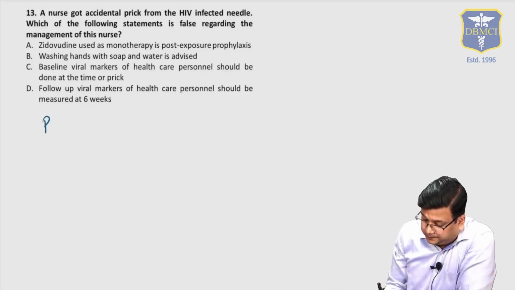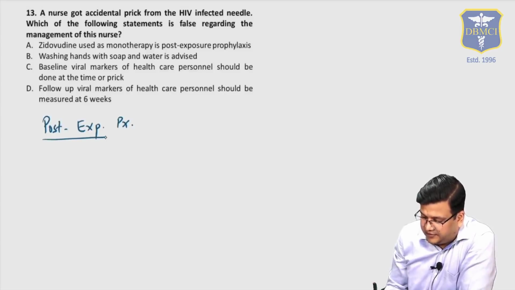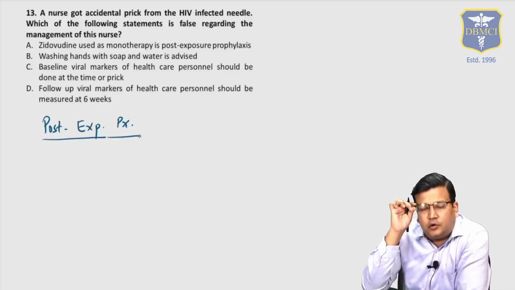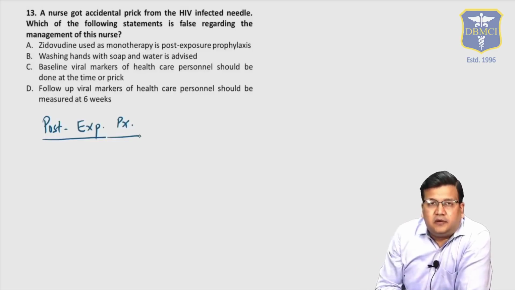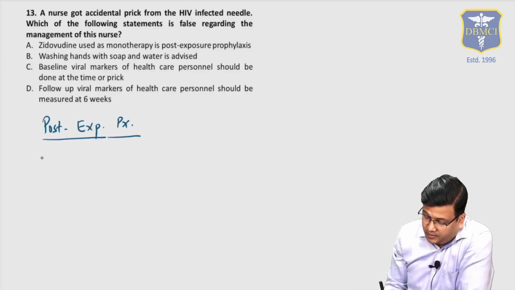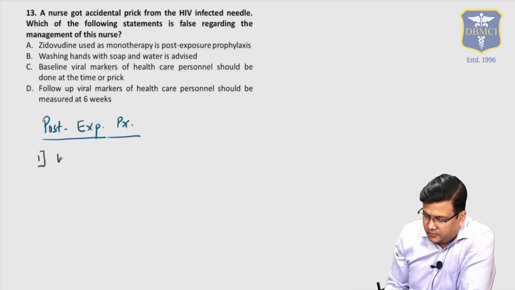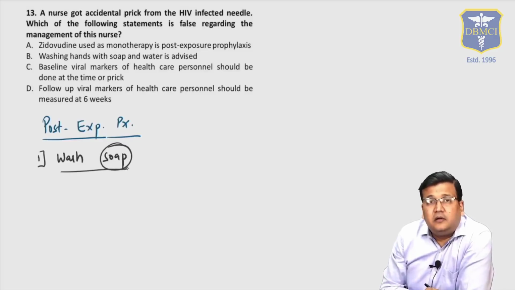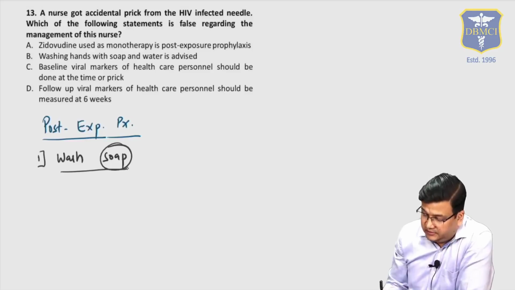post exposure prophylaxis of HIV. Exposure has occurred and we want to prevent the development of disease. Post exposure prophylaxis. What are the steps? Number 1, wash with soap and water. This is a standard antiseptic procedure, nothing specific about it.